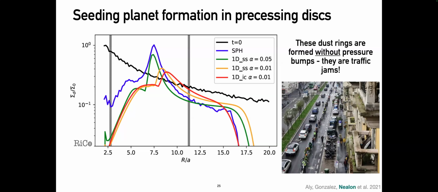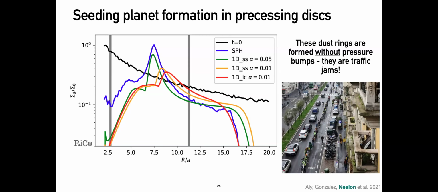So on the left-hand side, you're close to the stars. On the right-hand side, you're far away from the stars. And then the y-axis here is showing the surface density of the dust. So this is showing us where the dust is distributed in this particular disk. The initial condition is shown by the black line. Our SPH calculation from the previous slide is shown by the blue line.